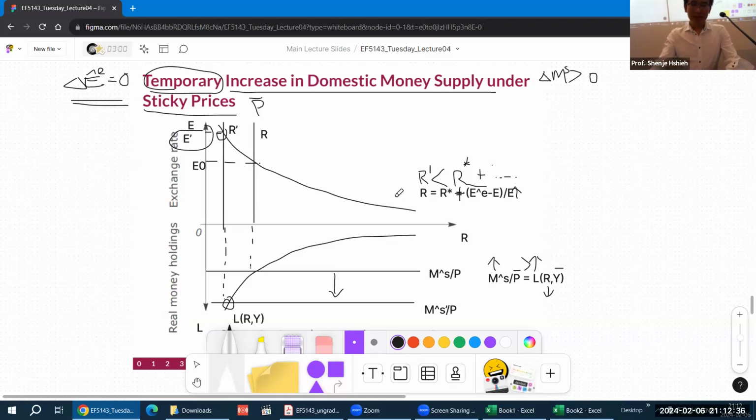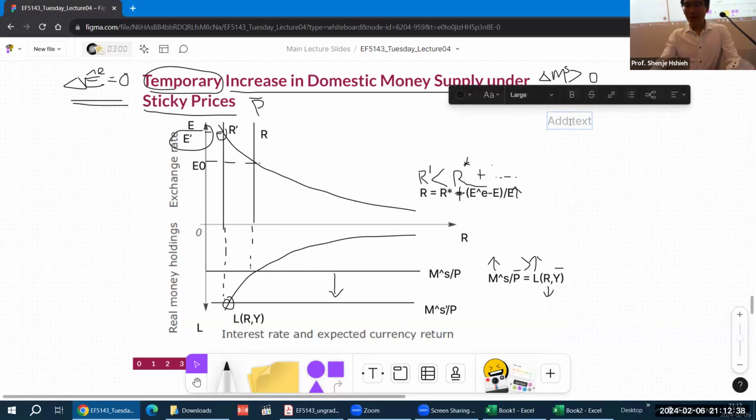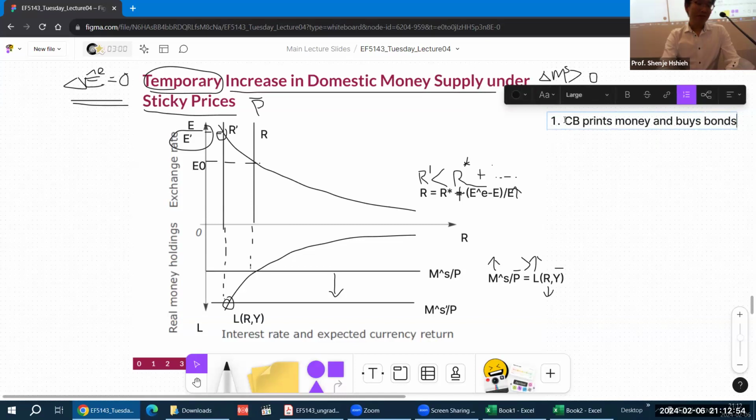Okay, economics, which is the interesting part. So let's think through the logic here. Central bank decides to print a bunch of money. I'll just write CB for central bank. Central bank prints money and buys bonds, right? They buy bonds. That means bond prices increase, which means that bond yields decrease, which means that interest rates decrease.